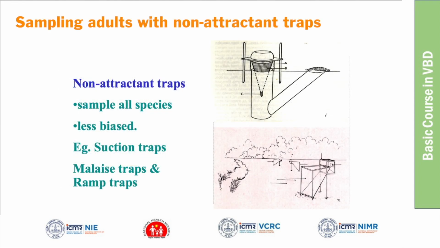These are other traps, sampling adults with non-attractant traps. They are fixed at the ground level itself. Inside that, this is a plastic tube. This is the entrance and this is the outlet. In the entrance itself you have the first collecting bag, then you have a fan inside.